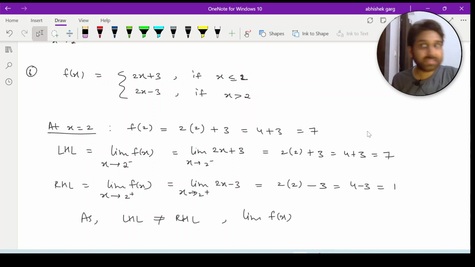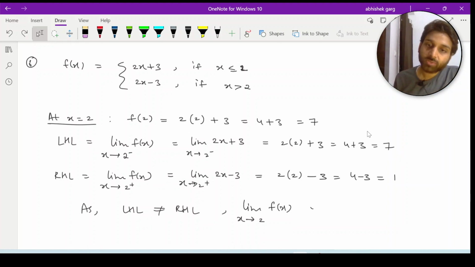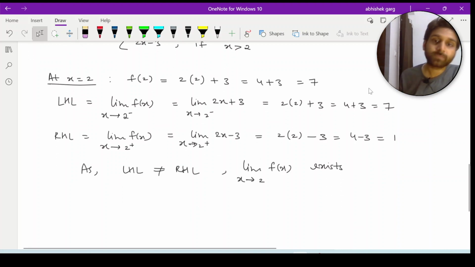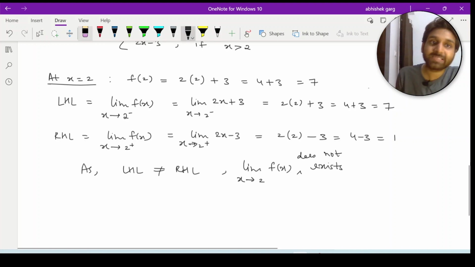So we have learned in class 11th that the limit of a function exists only if the left hand limit is equal to the right hand limit. So as you can see here, the left hand limit is 7 and the right hand limit is 1. So they are unequal, right? So the limit does not exist, and if the limit does not exist, the function will become discontinuous. Limit f(x) as x tends to 2 does not exist. We should write it does not exist.